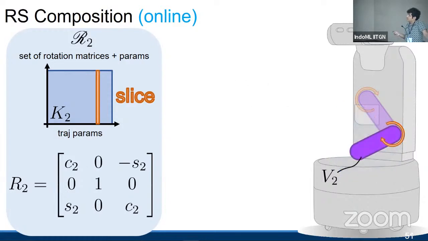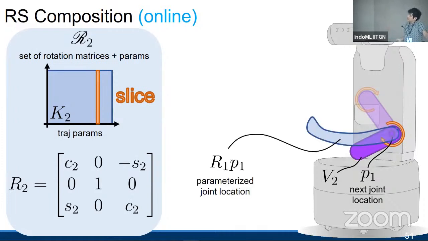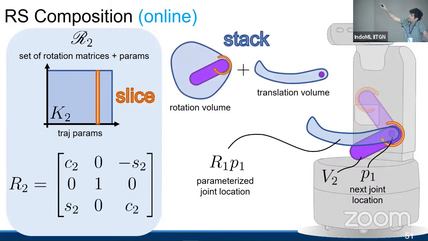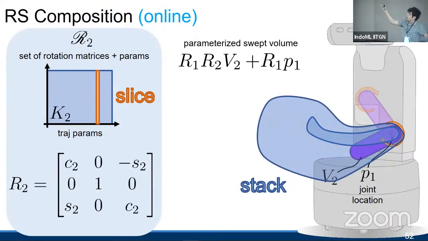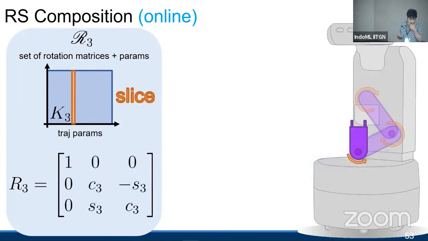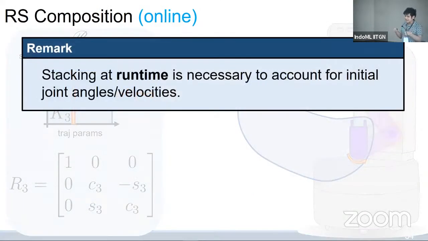And again, the way to do that is by thinking about where that next joint starts from, which is P1, and writing down an equation for that. And that equation is going to look something like R1 P1. Then I can write down this operation that describes what the link volume of the second link is doing by rotating and translating the effect of the first link. And that is going to look something like this: R1 P1 plus R1 R2 V2. That describes the volume passed through by the second link due to the behavior of the first link. And I can keep doing this operation over and over and over, repeating slicing and stacking in order to compute the reachable set for the entire robot.